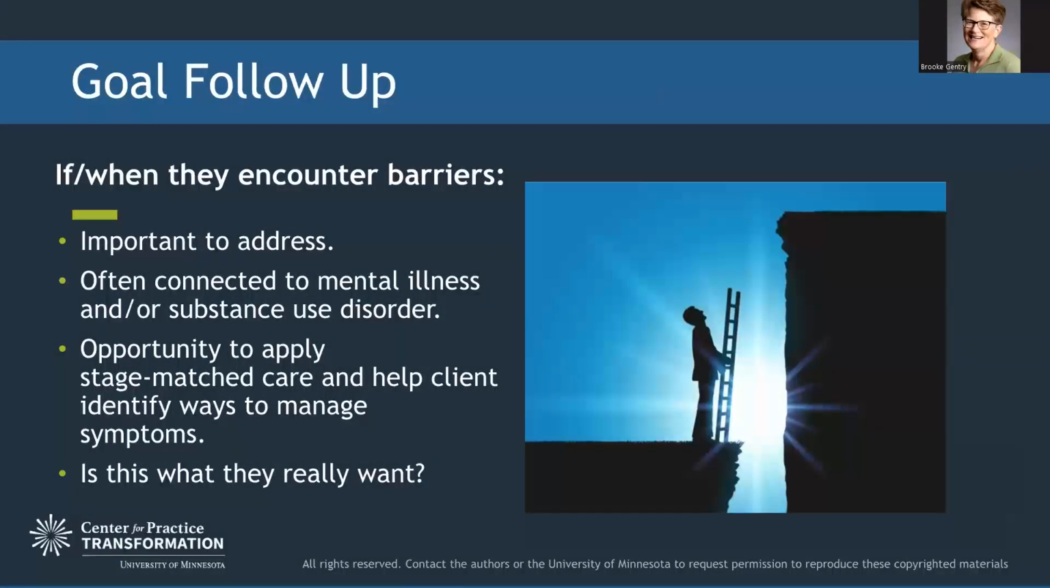And then we always recommend that people follow up on goals. It's an opportunity for us to address barriers, to just celebrate even the tiniest successes, and really get a feel for, is this something that a person really wants, or do we need to shift gears a little bit and identify a different goal?